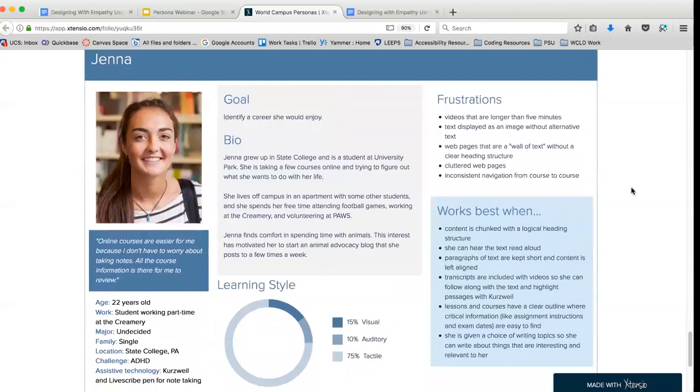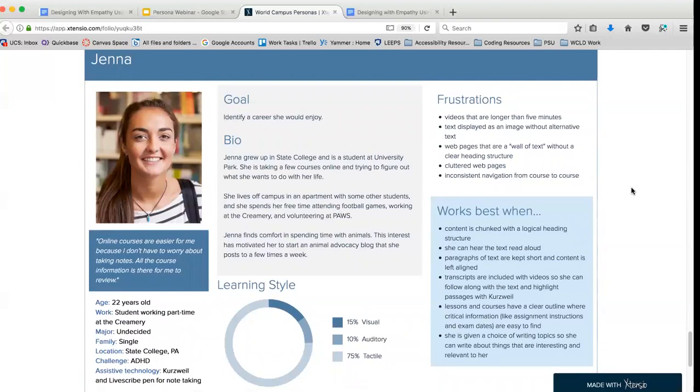Okay, and our last persona is Jenna. She is a 22-year-old resident student here at University Park and a state college local. She's trying to figure out what she wants to do with her life, and she has ADHD. She also uses Kurzweil that helps with mental focus, because, as we've said, it's a type of screen reader that provides visual focus as it reads text aloud. And she likes the built-in study aids.